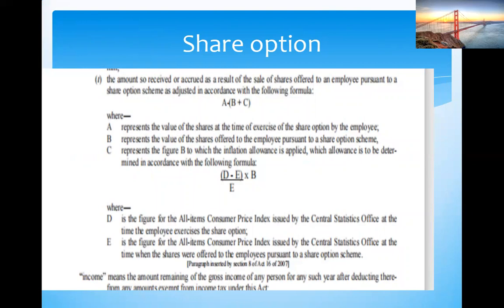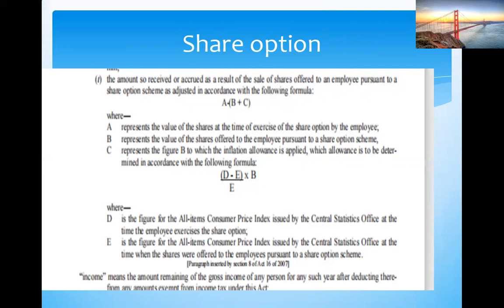So we're saying, let's have a situation whereby there is a share option scheme that is run by the employer. So we need also to determine the taxable income. And remember, the formula that we are going to use in this case is A minus B plus C, where A represents the value of shares at the time of exercise of the share option by the employee. Then B represents the value of shares offered to the employee pursuant to the share option scheme.